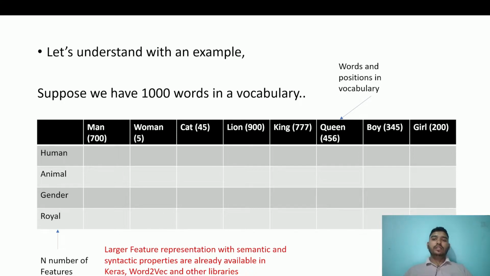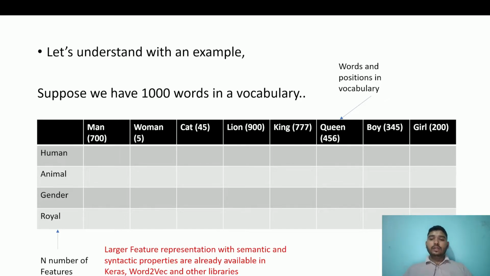Here you can see man, woman, cat, all are words in the vocabulary at various positions. Suppose man is at position 700 in the vocabulary, and woman at position 5. And here you can see human, animal, gender, royal, which are the features of our word embedding. These are the features, or we can say categories.